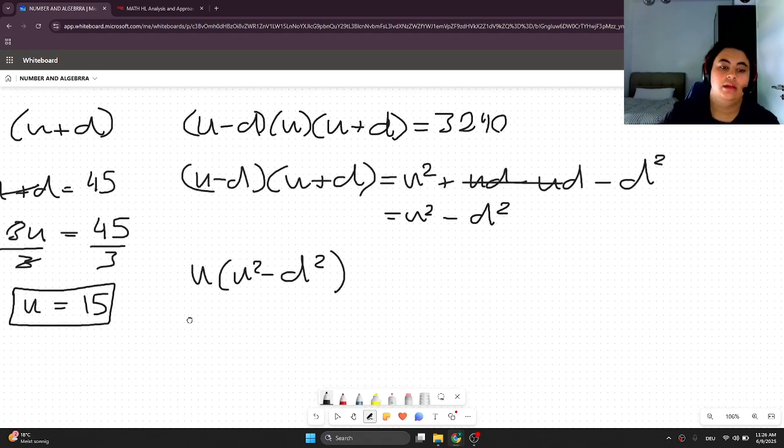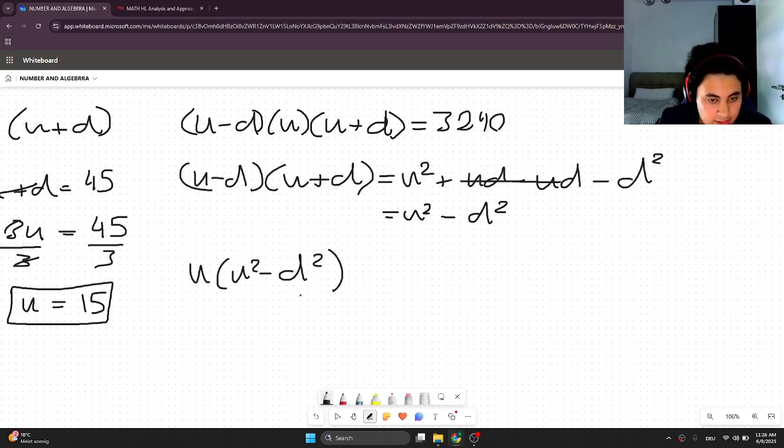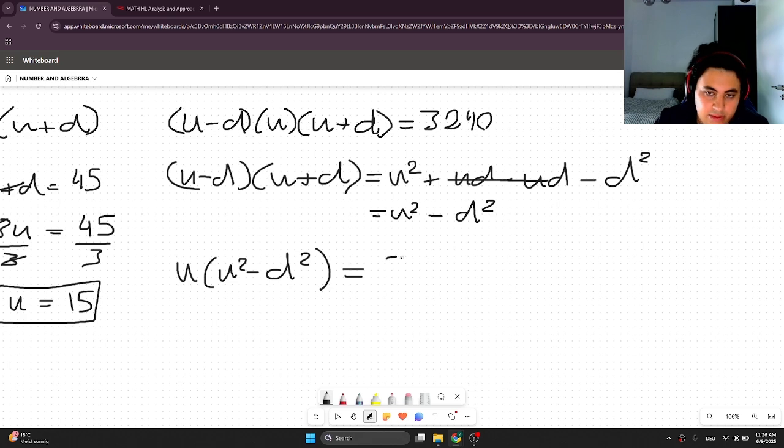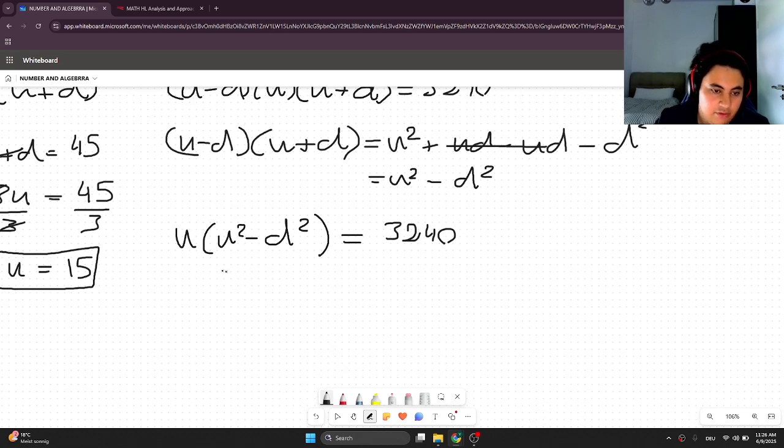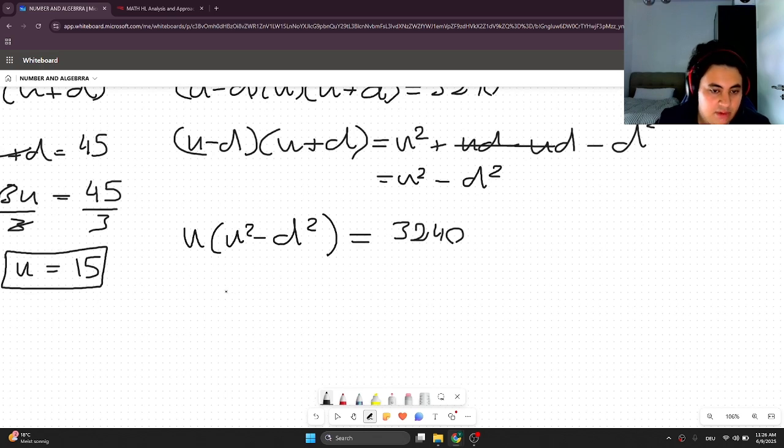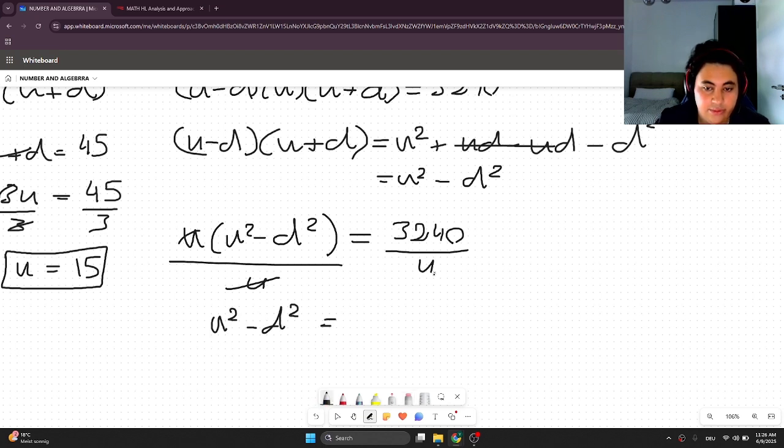Now, we could expand u here, but that's just going to make it complicated for no reason, because now we're going to have a cubic function. It's going to be u cubed minus d squared u, which is not the greatest. So we're just going to equate this to 3,240, and now we're just going to solve, because we have u. So what can we do? First of all, I'm going to divide this side by u, so these two will cancel out, and this side will be divided by u. That's going to leave us with u squared minus d squared is equal to 3,240 divided by u, right?